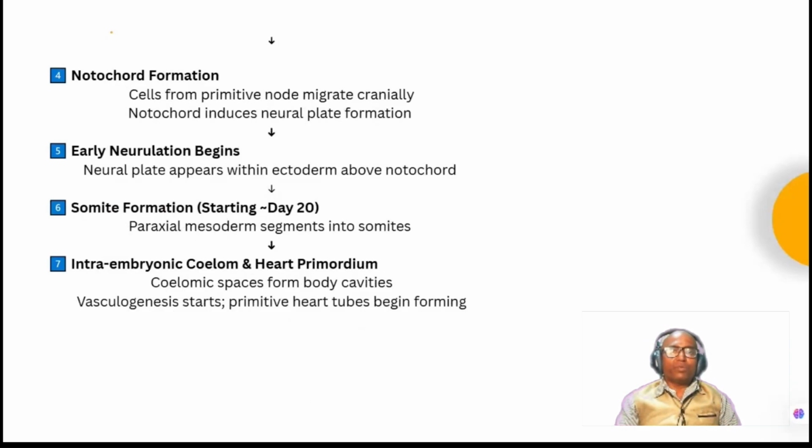Cells from the primitive node migrate cranially, and the notochord induces the neural plate formation. Early neurulation begins. The neural plate appears within the ectoderm above the notochord. Then there is somite formation in the mesoderm by around day 20. The paraxial mesoderm segments lead to the formation of the somites. Then there is the intraembryonic coelom and the heart primordium. The coelomic spaces form body cavities. Vasculogenesis will start and the primitive heart tube will begin formation.